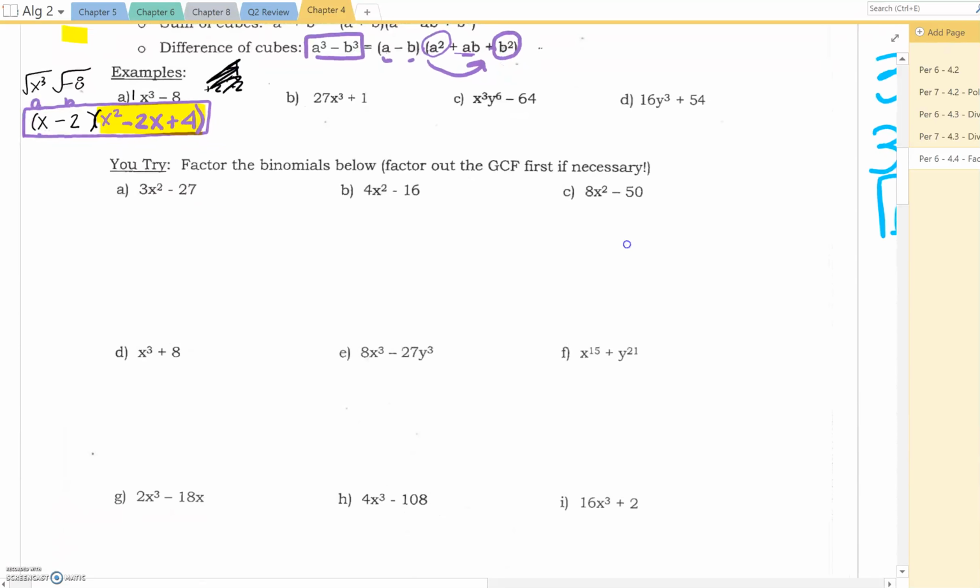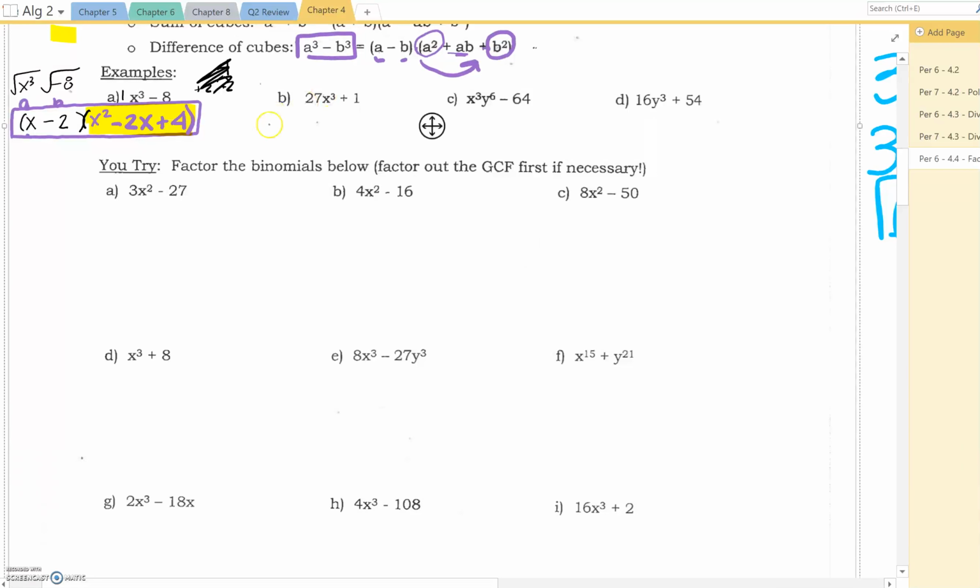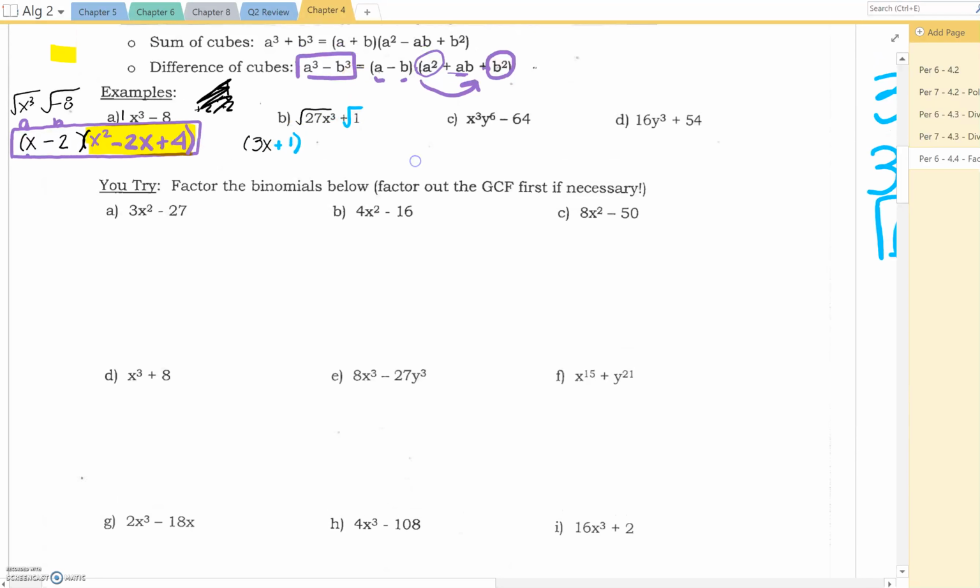Okay. Letter B, you have 2 perfect cubes again. You have 27. The cube root of 27x cubed is 3x. The cube root of 1 is 1. This is a sum of cubes, so I need to apply this formula. Okay. So I look at this and I say this is A and this is B. A squared is 9x squared minus 1 times 3x is 3x plus b squared, so plus 1 squared, which is 1.